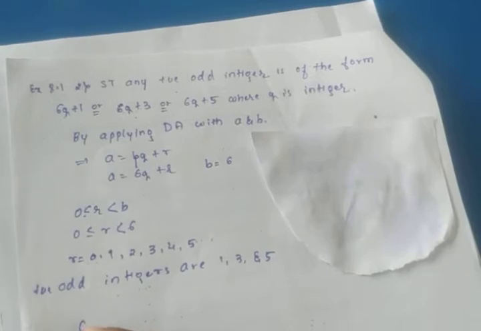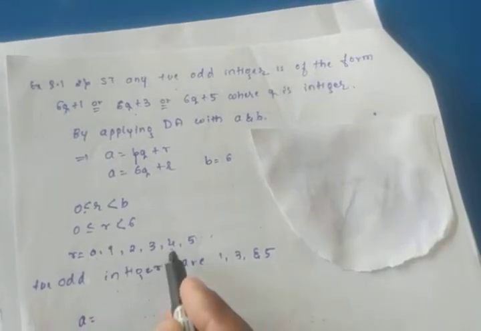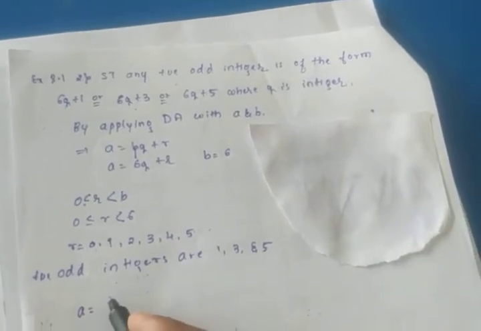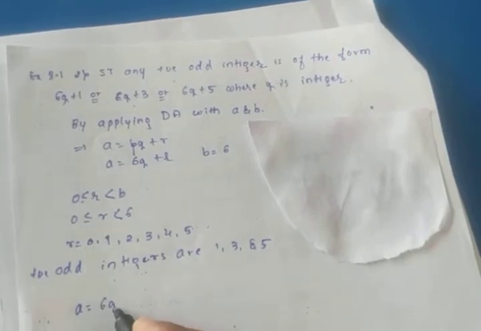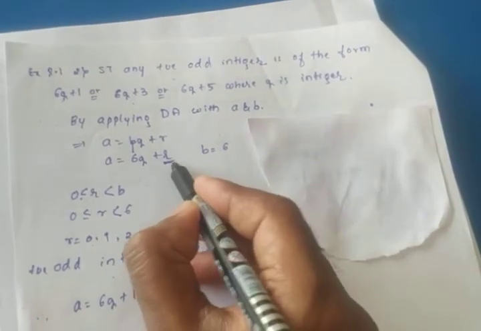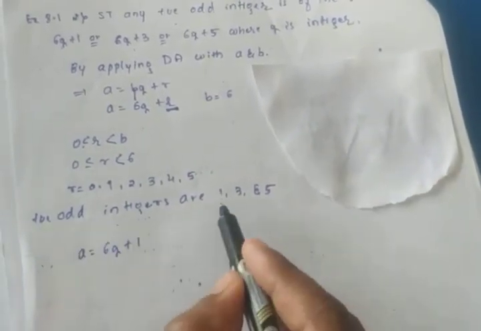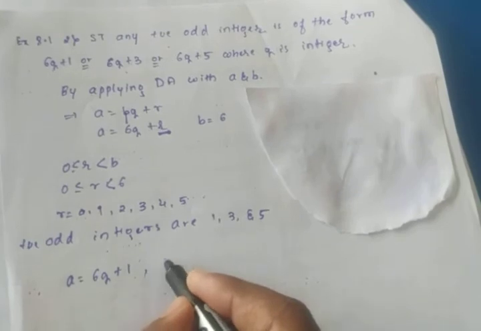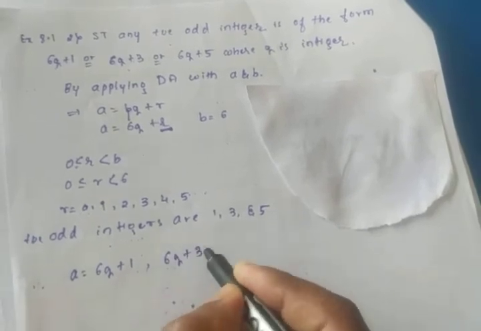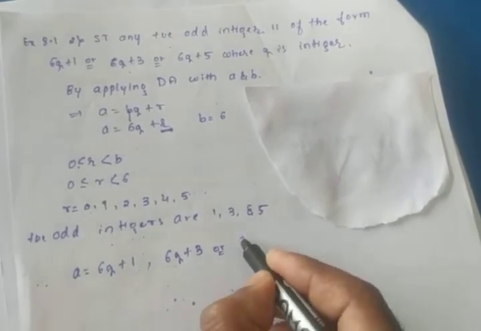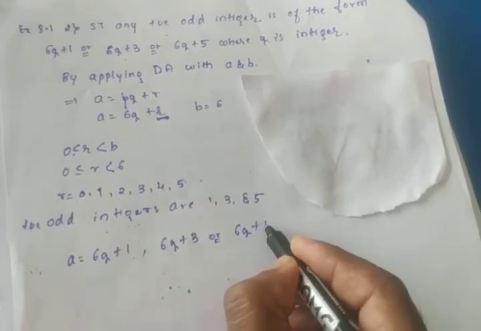Therefore a will be what? Instead of r we have to substitute all these values 1, 3 and 5. We only substitute the positive odd values, that is 6q plus 1, 6q plus 3 or 6q plus 5.